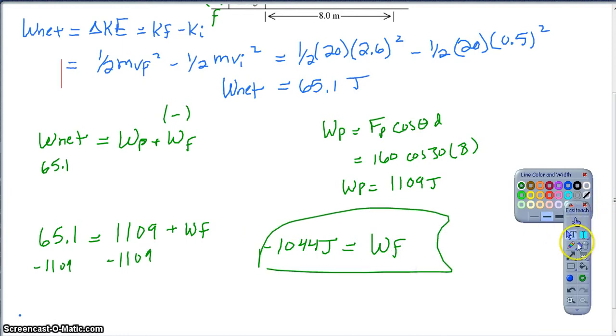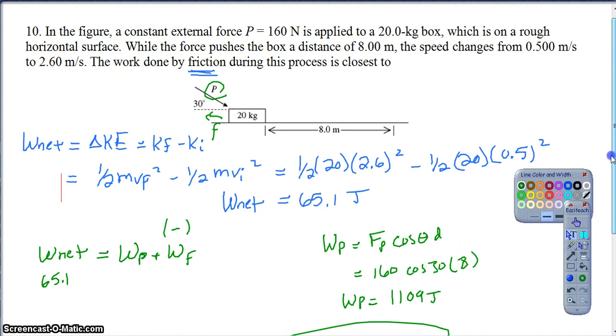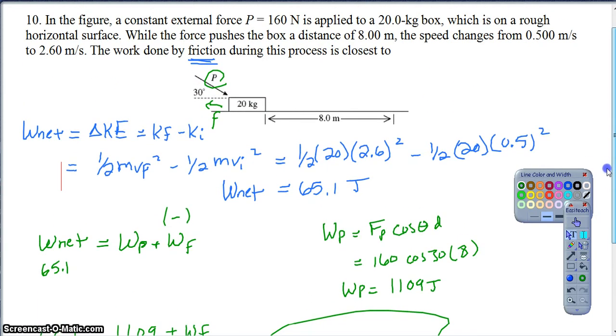The reason we had to do that, the reason we couldn't just say the work done by friction equals friction times displacement, is because they didn't give me any means of finding the coefficient of friction, right? However, this question could be pretty easily extended.